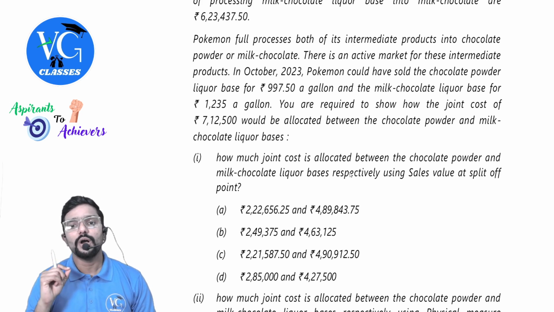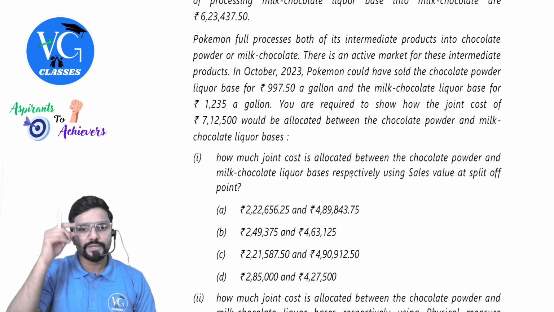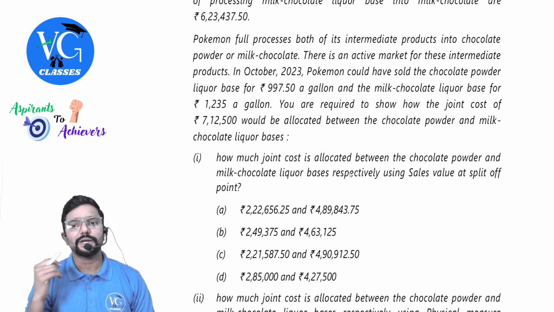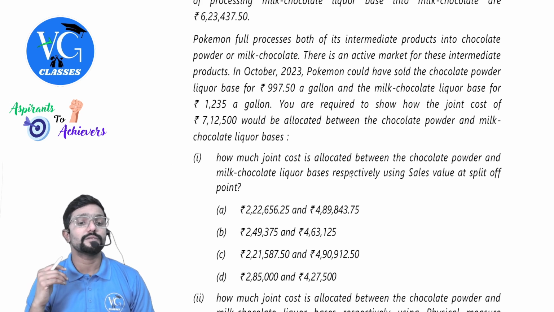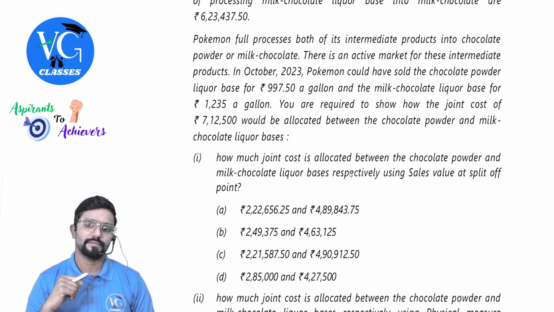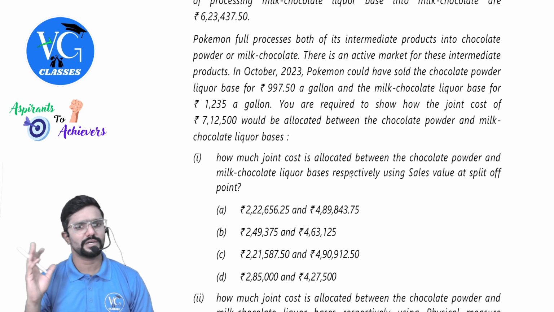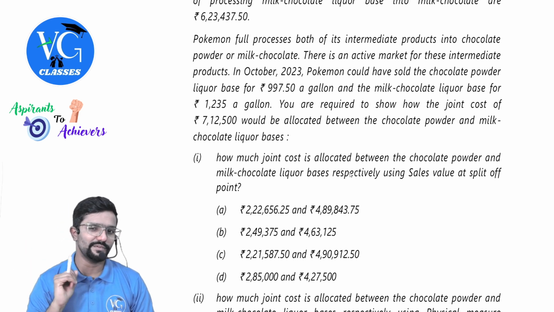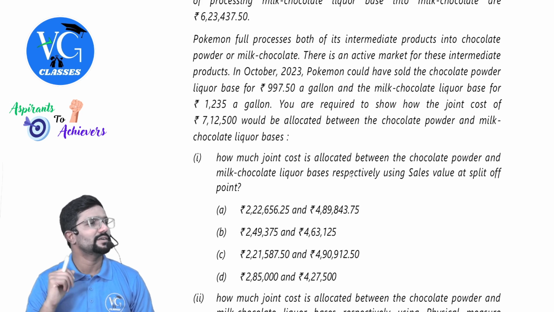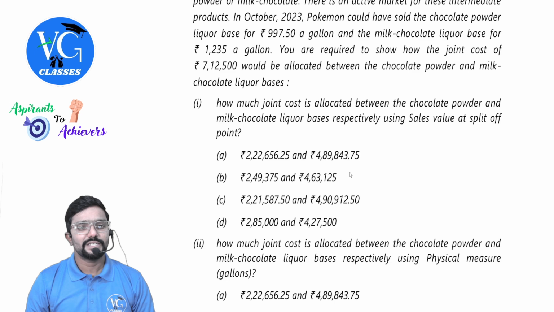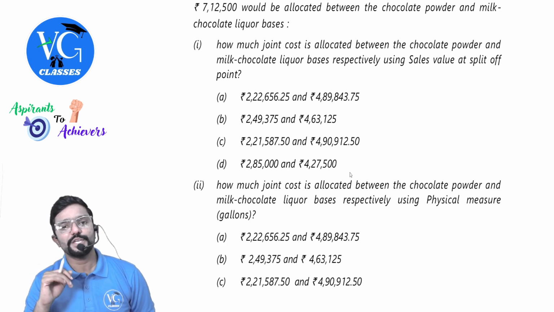You are required to show how the joint cost of 7,12,500 would be allocated between chocolate powder and milk chocolate liquor bases. Okay, two different names are used. One is intermediate, one is output. Fine. Sure. But still, we will see whatever the MCQ requirements are.